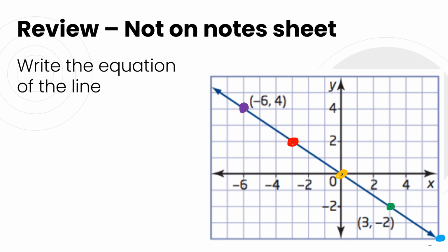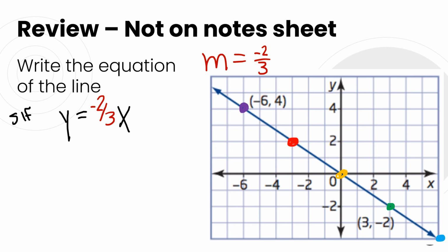No matter what, we need to count our slope. Negative 1, 2, run 1, 2, 3. My slope is negative 2 over 3. So if I start off with slope-intercept form, my slope is negative 2/3. I need an x. And my intercept, where I cross the y-axis, is 0. So if you chose slope-intercept form, our answers are all the same.